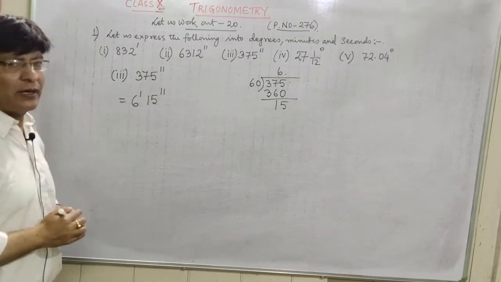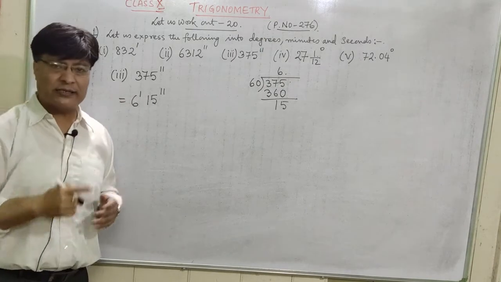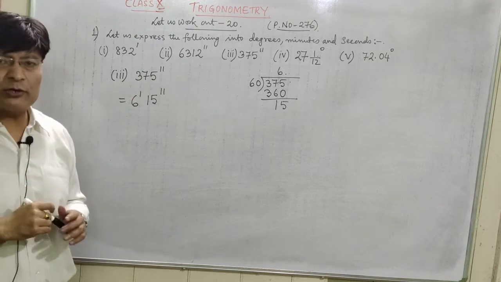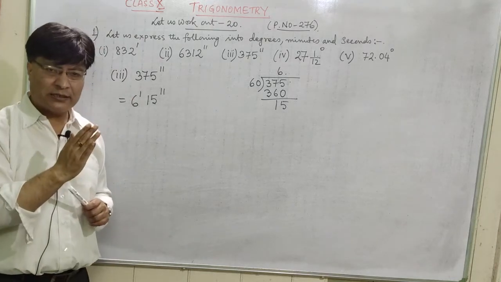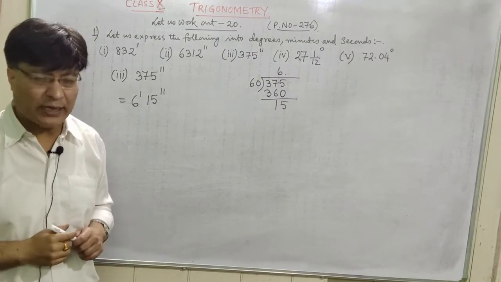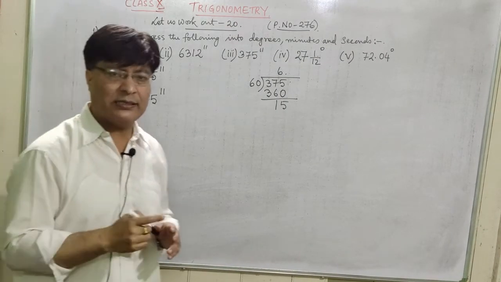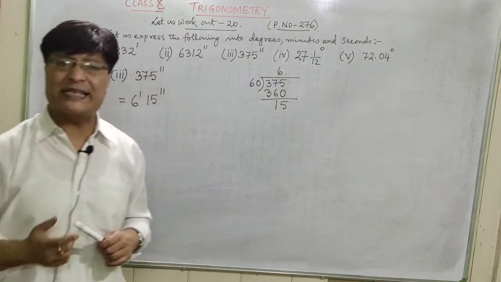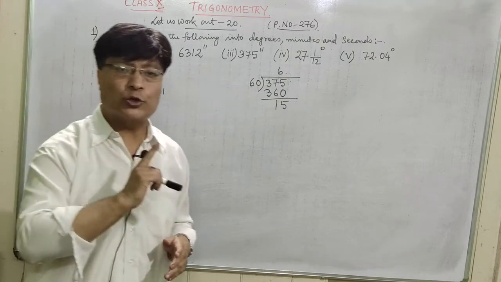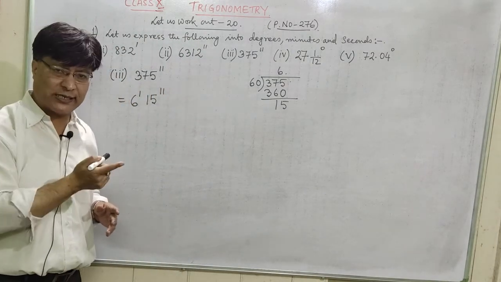So now can you convert these 6 minutes into degrees? No, because if you want to convert minutes into degrees, it should be greater than 60. If you want to convert minutes into degrees, you should divide by 60. But this 6 cannot be divided by 60. So you cannot convert these 6 minutes into degrees because it is less than 60.